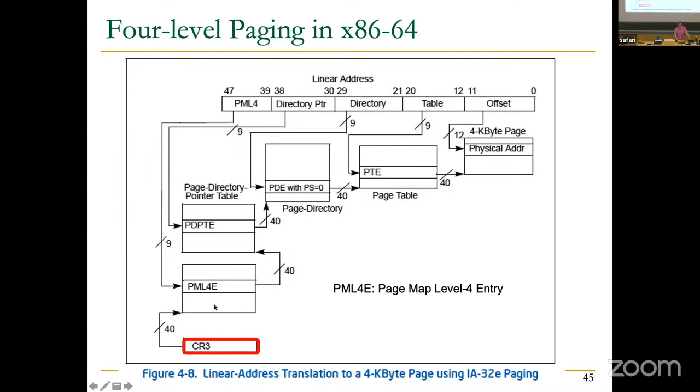And assuming these are all valid, 1, 1, 1, 1, you'll get the physical address after 4 translations. But you can also get 4 page faults over here, right? So basically, your latency can be very high if you get 4 page faults.